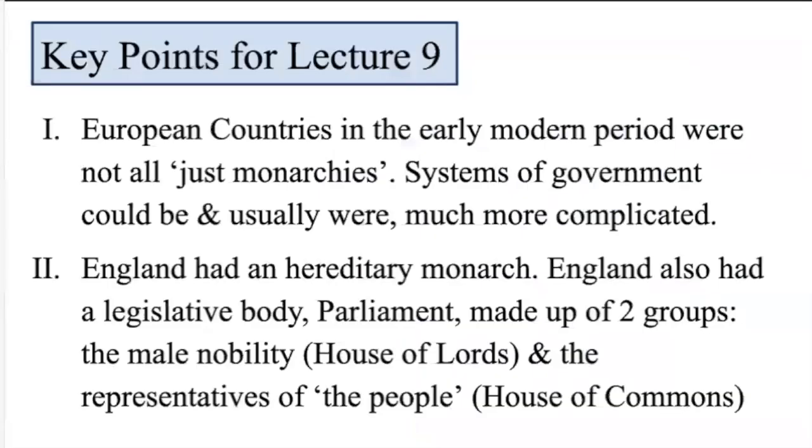Key points for Lecture 9. European countries in the early modern period were not all just monarchies. Systems of government could be, and usually were, much more complicated. England had a hereditary monarch. England also had a legislative body, Parliament, made up of two groups: the male nobility, the House of Lords, and the representatives of the people, in quotes, the House of Commons.